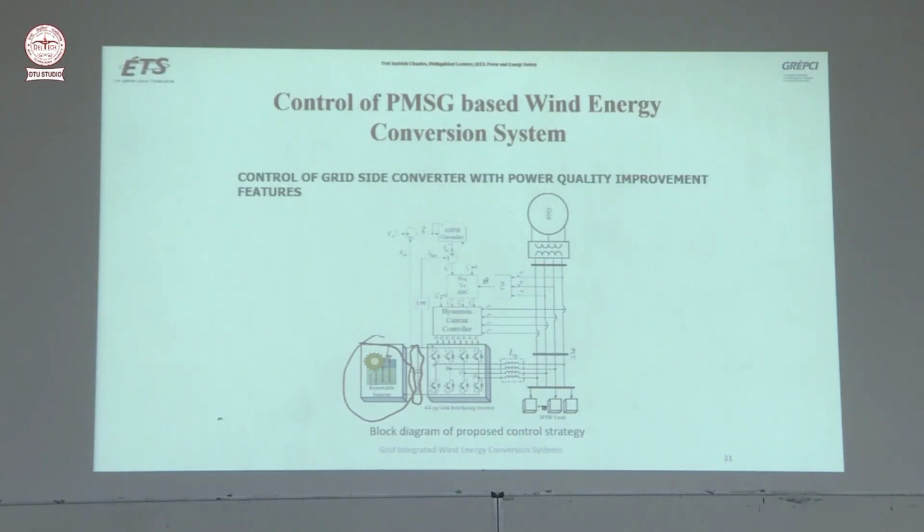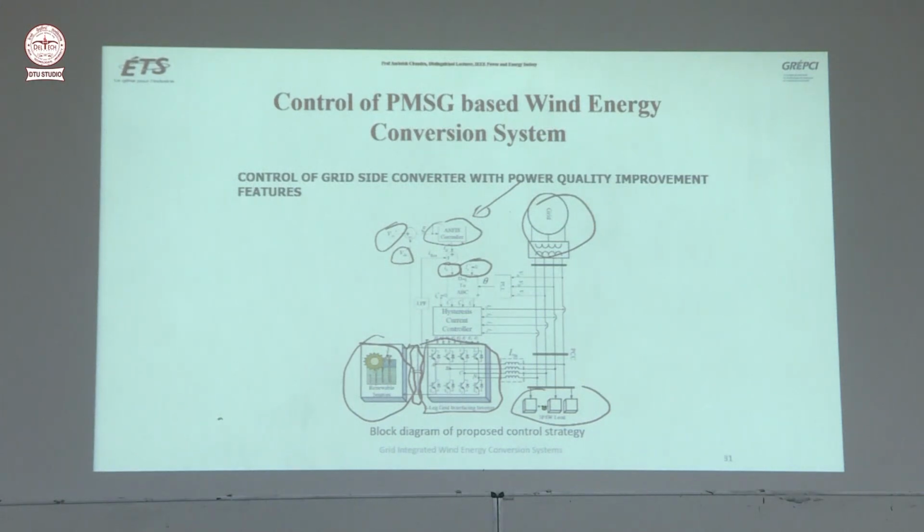So you see, this is what the student has done. This is the 4-leg grid interfacing inverter. This is the grid. This is the 3-phase 4-wire nonlinear load. So you are measuring VDC, reference VDC, error, and then the student has used ANFIS, adaptive neuro-fuzzy inference system, some kind of adaptive control, to generate the Ed reference. Eq reference is 0 to have unity power factor.